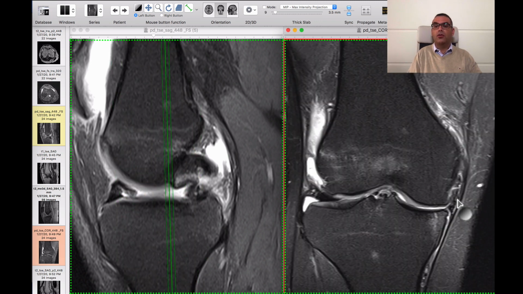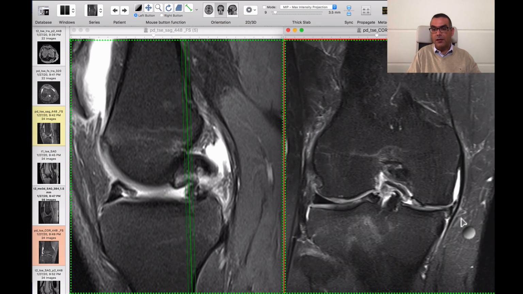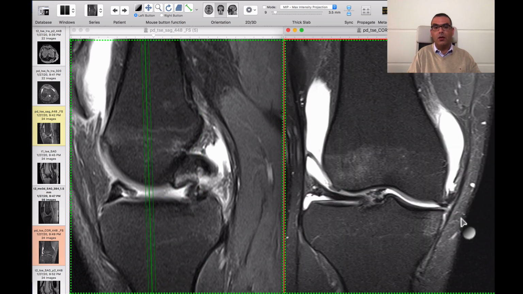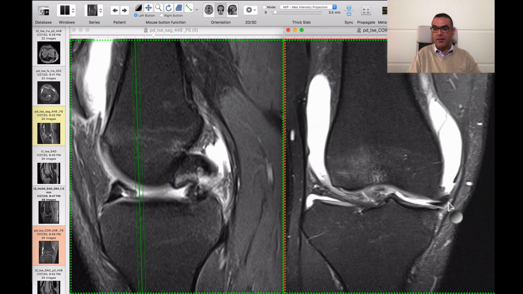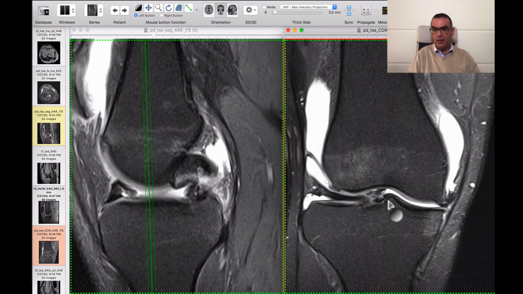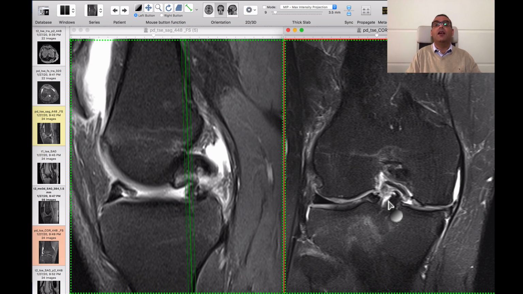So we have a horizontal flap, a sizable horizontal flap tear involving the body and the anterior horn of the medial meniscus with loose meniscal fragments seen beneath the MCL and at the central aspect of the joint. So this is a complex horizontal flap tear.